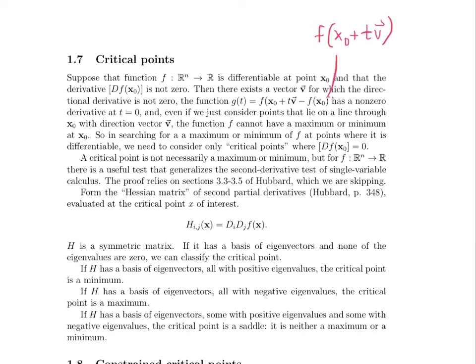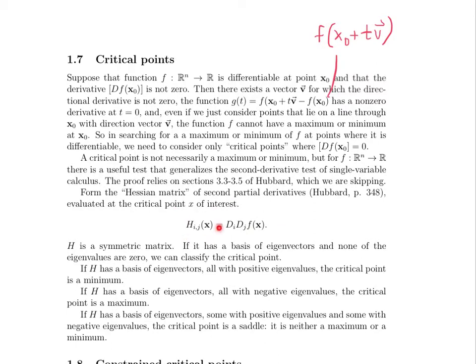The proof is a little bit complicated. You can certainly read over it in Hubbard, but we're going to skip it. Basically, what we're going to do is form the Hessian matrix of second partial derivatives. So this is the recipe for calculating the Hessian matrix.